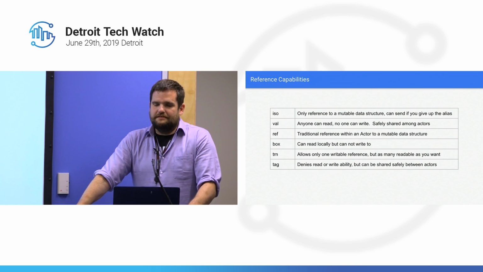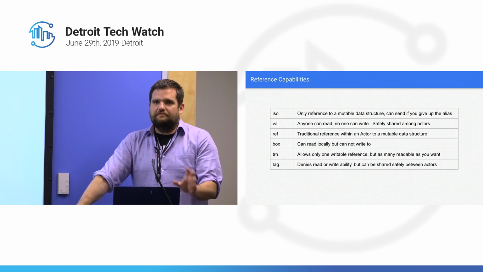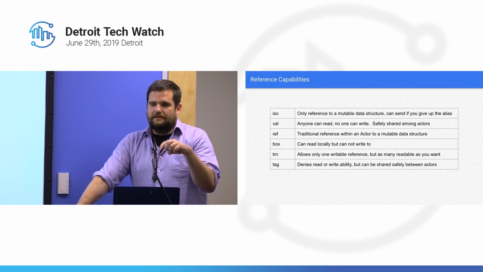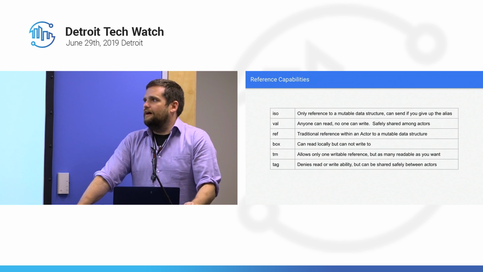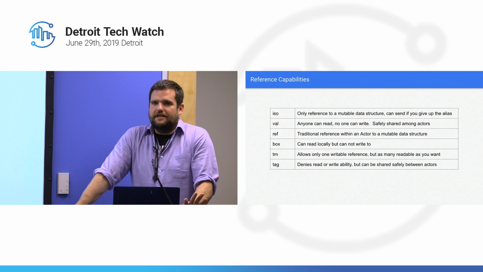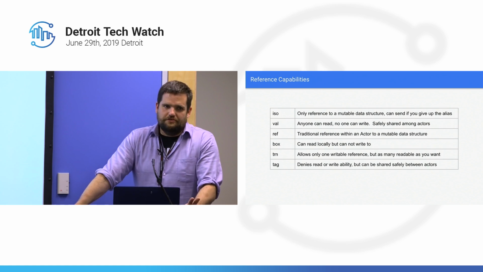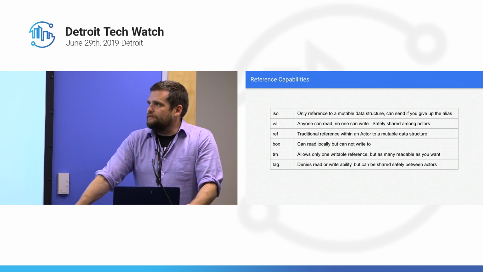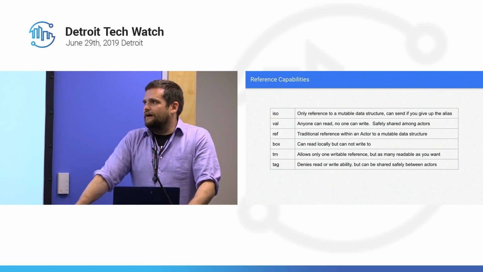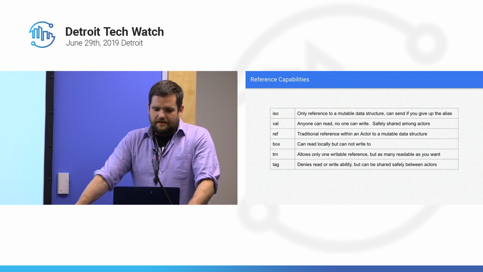Ref falls into the local reference capabilities. It is only within an actor that you can have a ref. You can't send it. It's not a sendable reference. So it's just like your traditional reference to a mutable data structure, as you're used to using in other languages. Box is another one that is not sendable, but is locally readable. You can read it locally, but you can't write to it. And then transition is also another one you can't send.